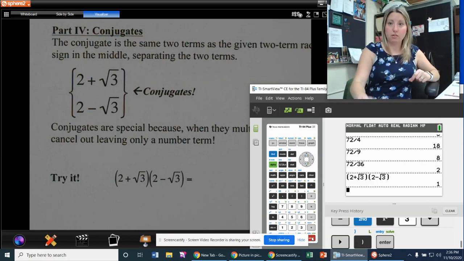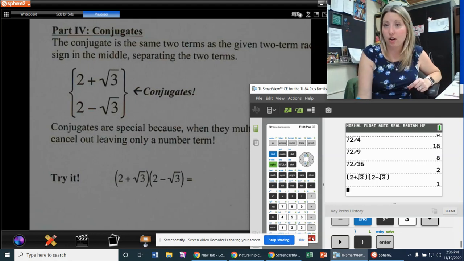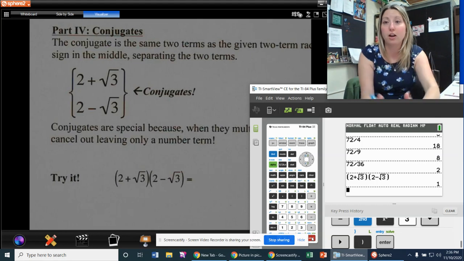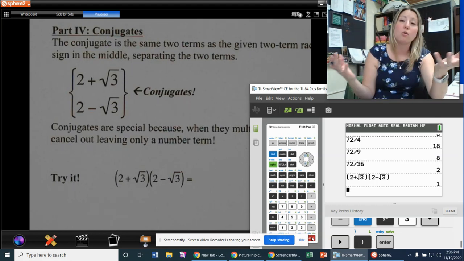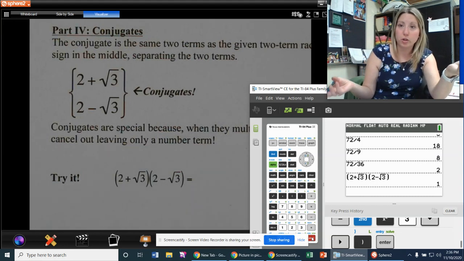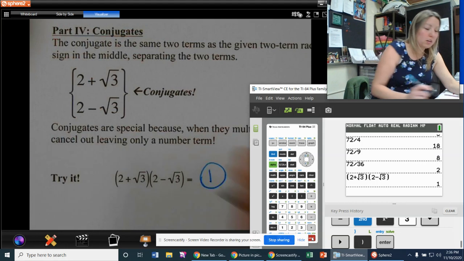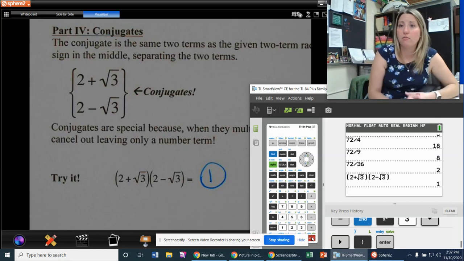Conjugates are the only radical multiplication that you can enter into your graphing calculator and get the answer correct. Otherwise, you're going to have radical leftovers, and the graphing calculator is going to try to rationalize them, but it can't. And so you end up with some weird, crazy answer. But this is going to give you an integer. So because it gives you an integer answer, you can do it in your graphing calculator.